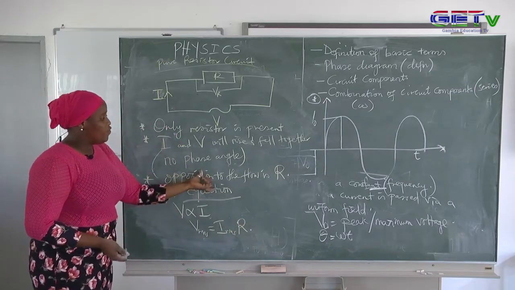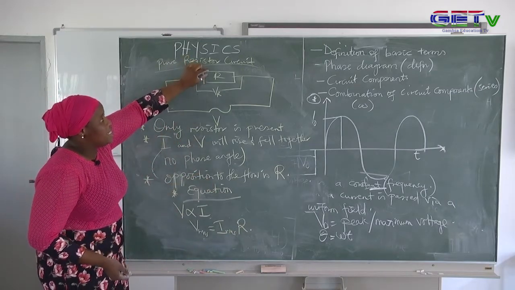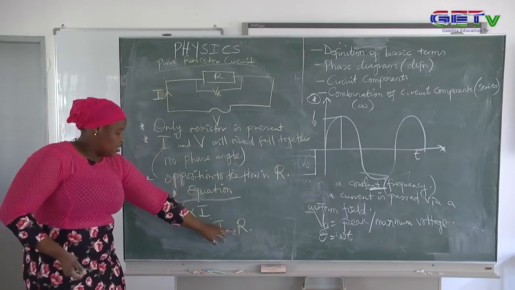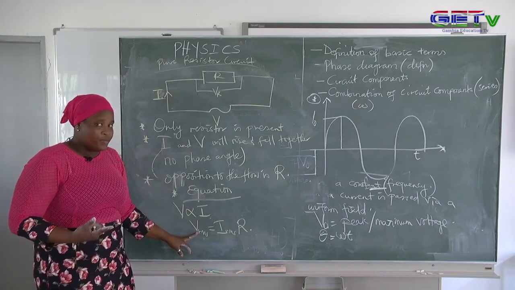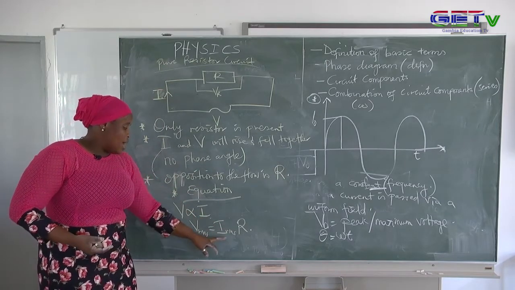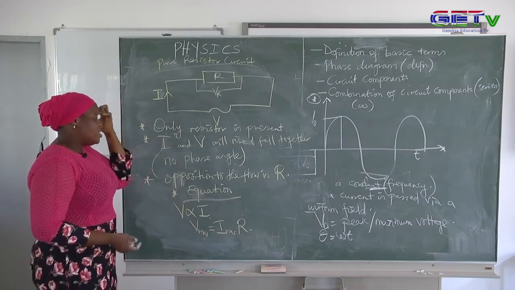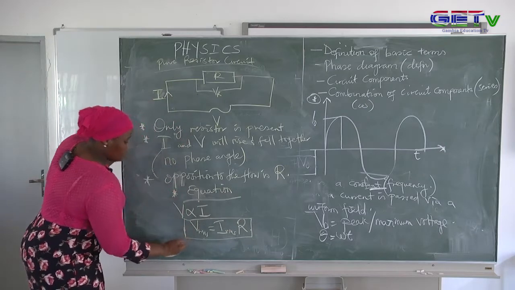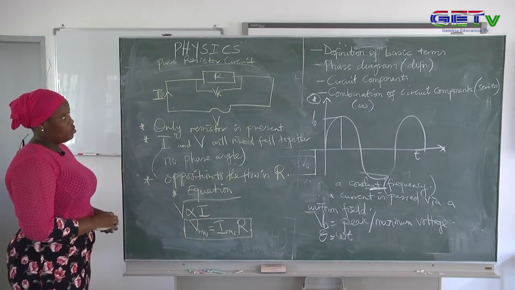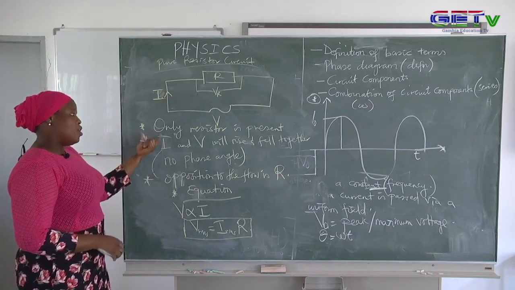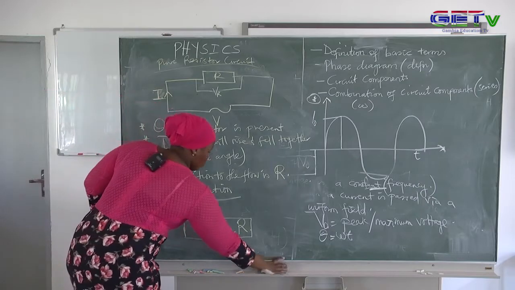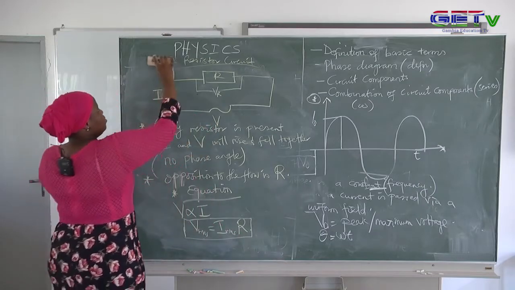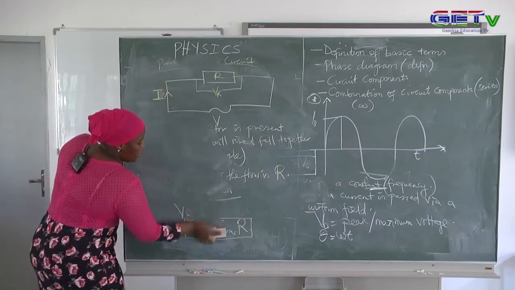The only opposition to the flow of current is offered by the resistance, and that is it. We know VRMS to be the effective voltage and IRMS to be the effective current. Please take note of this equation. Is that understood? That's the first type, and you have to note all these points that I gave you. Now we move on to the second type. That one deals with the pure capacitor.